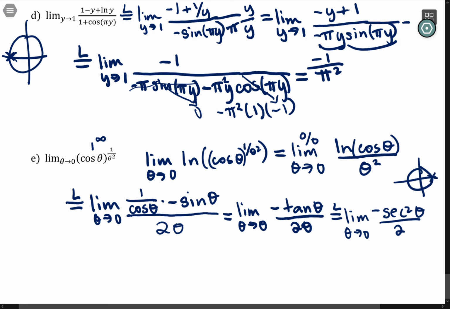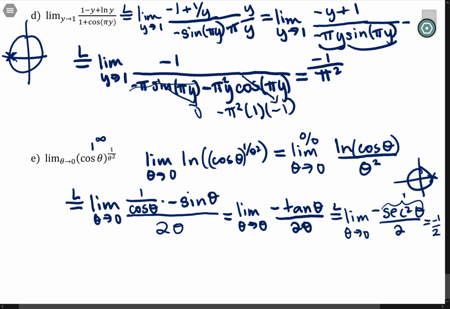We're interested in what happens as theta goes to 0. So remember, secant squared is 1 over cosine squared. And if we plug in 0, cosine of 0 is 1. So we're really just getting 1. Secant squared is equal to 1. So negative 1, which means our answer is negative 1/2.